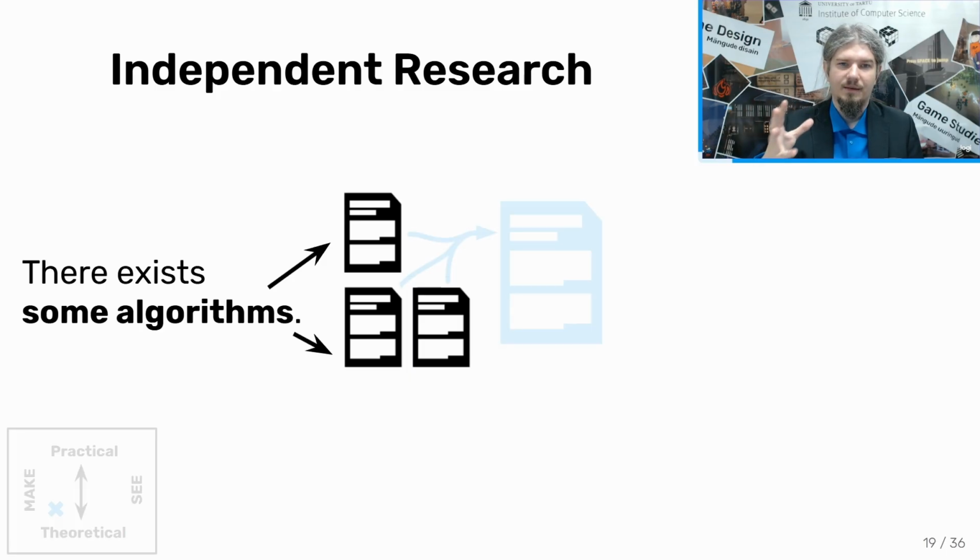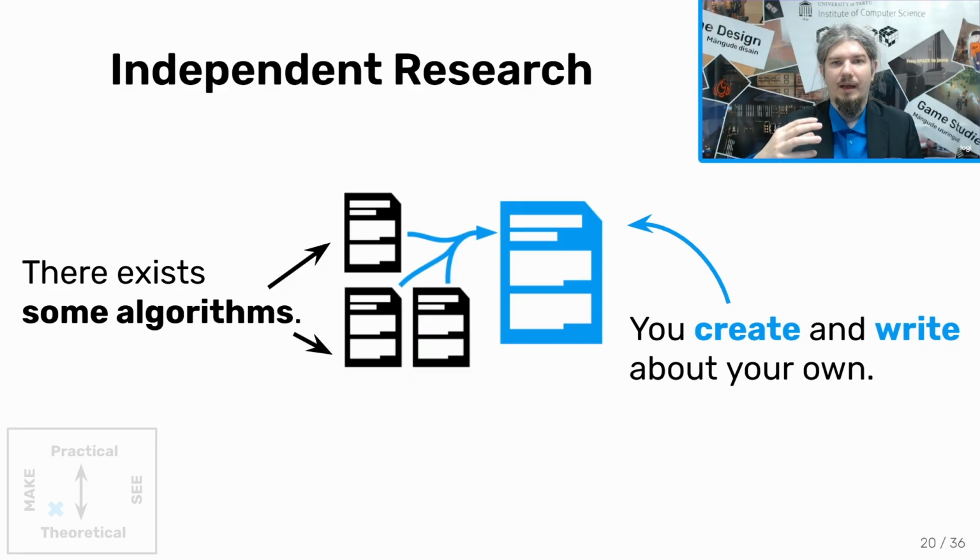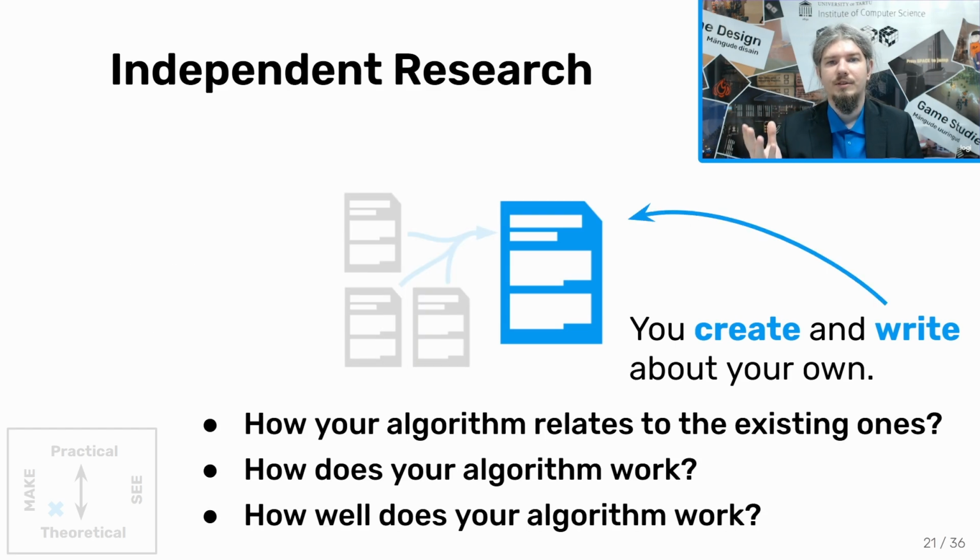Here there exist some algorithms, some scientific papers already published in the world. They could be different algorithms for solving a specific challenge. Now you take those as input and based on those make your own algorithm, advancing the knowledge and solutions from the previous papers. Of course, you write about how your algorithm relates to the existing published papers, published algorithms.